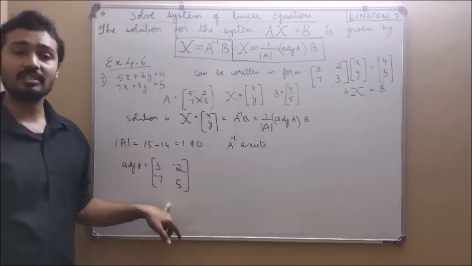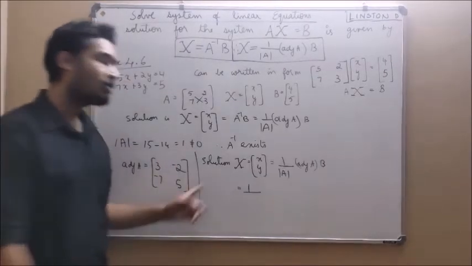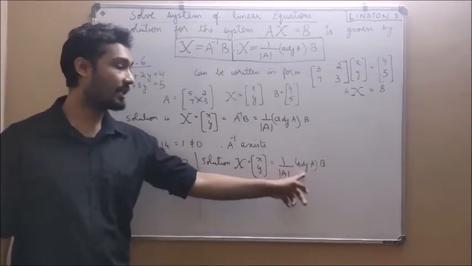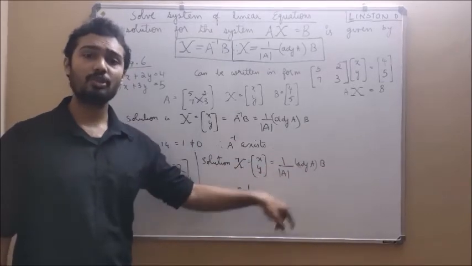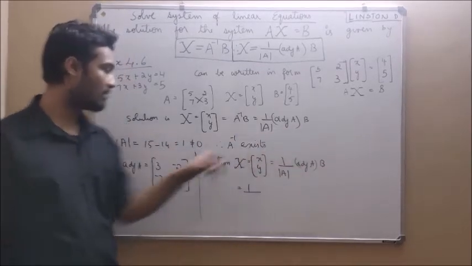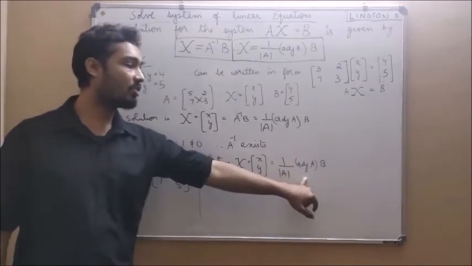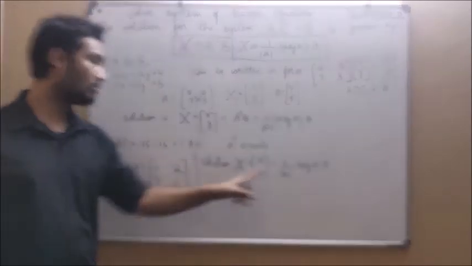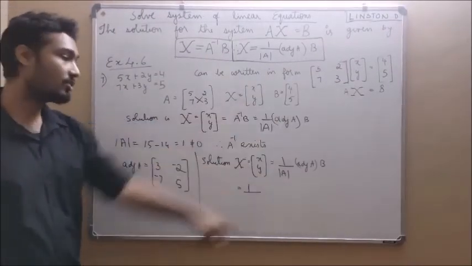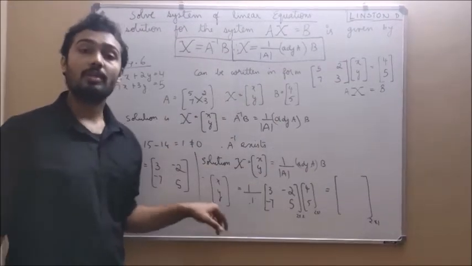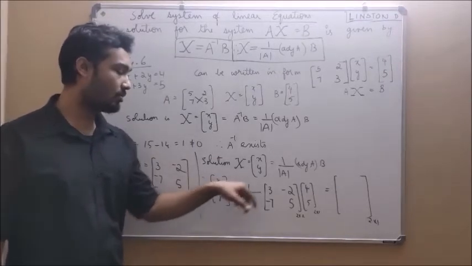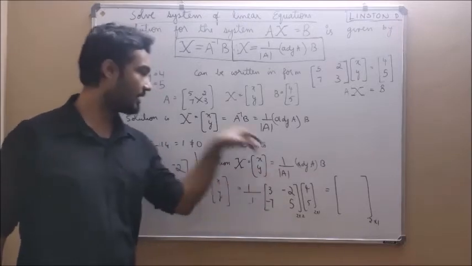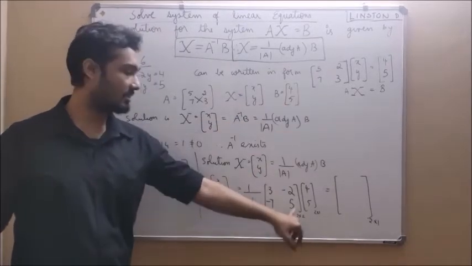Next, what is the solution? The solution is x, y equals 1 by determinant of A into adjoint A into b. Substitute now. Determinant of A is how much? 1. Adjoint A is this matrix. Then b is this. So substituting, you get x, y equal to 1 by determinant of A, which is 1, into adjoint A, which is this, into b, which is this.